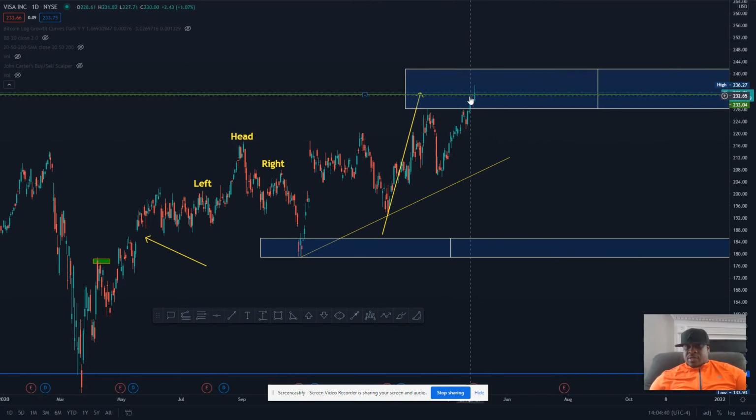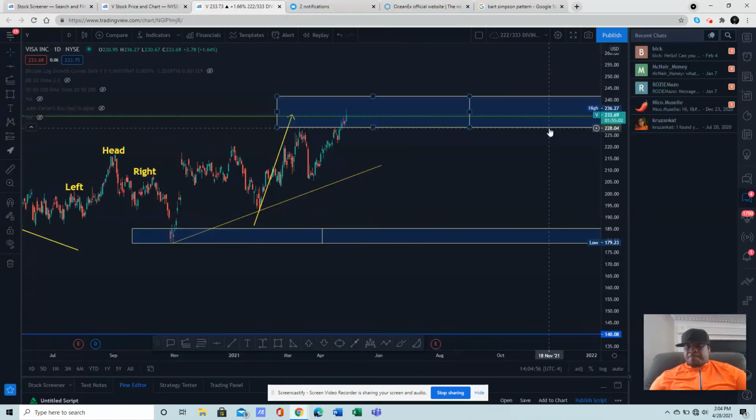All right, this area I just showed right here is resistance. We want to see price come back to retest the 232 maybe area, and we want to take this trade long. So we're going to patiently wait and see if we can take some option contracts out on this bad boy.